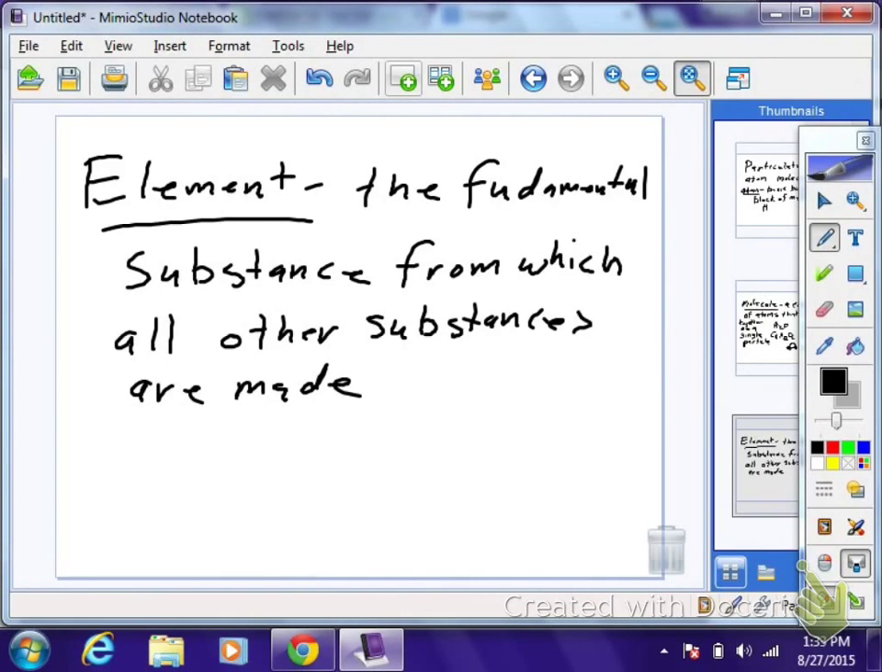So it's a fundamental substance. There's 90 of them. Okay? There's 90 fundamental substances. And then those fundamental substances get together and they make water, glucose, nitrogen, oxygen, those type of things. And it gives us over 30 billion different substances. Okay? So we've got this thing called a compound.